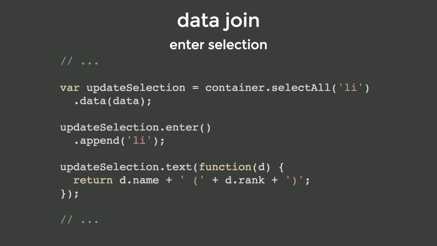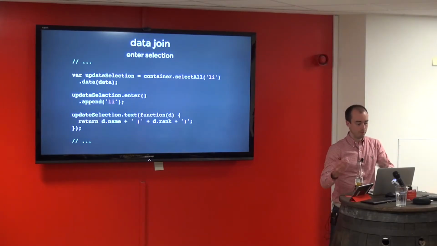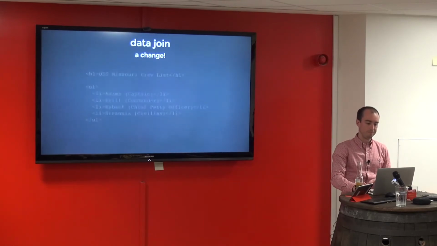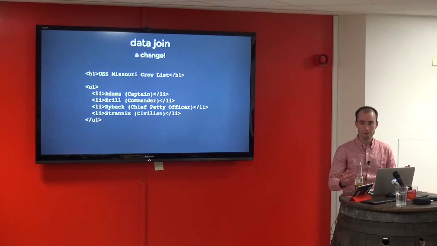The enter selection is very simple. If we don't have a DOM node, and we need a DOM node, add a DOM node. So in this case, add an LI. Now if we run it, there we go. We've got a change. We've got all 4 members on board.